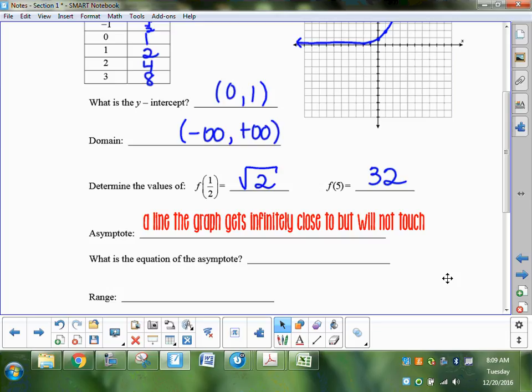Don't touch me. And then what do they say? Do not touch you. An asymptote is an annoying brother or sister. It's getting infinitely close to it, but not touching it. And it's a very important step to go through and get.